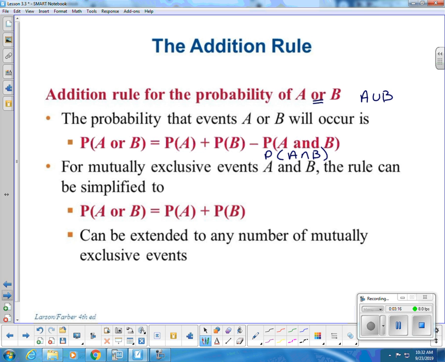So this can be more than one event, or more than 2 events, I'm sorry. It can be 3, 4, whatever. You're always subtracting out the intersections. So why do we have to subtract out the intersection? What's the deal there?